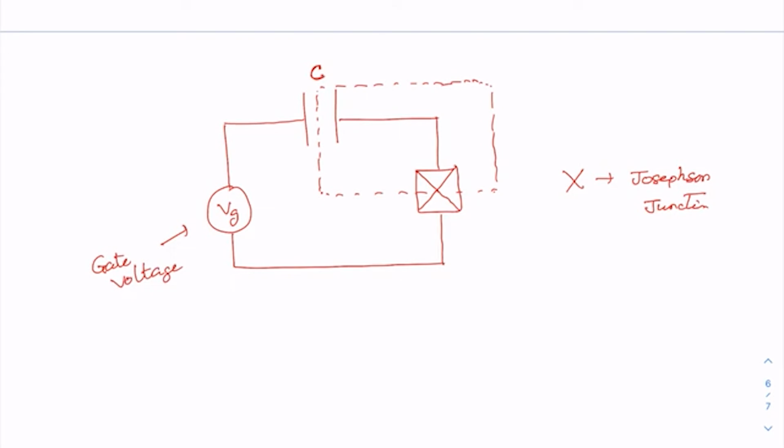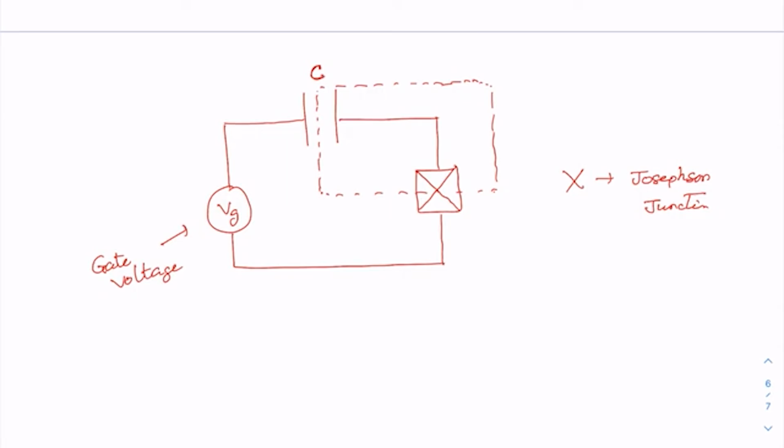And this gate voltage controls the chemical potential of the island, and chemical potential is, as you know, related to the number of Cooper pairs. In the Cooper pair box, the charge contribution to the energy dominates over the magnetic flux, as we will see later, and this is why the Cooper pair box is referred to as a charge qubit.